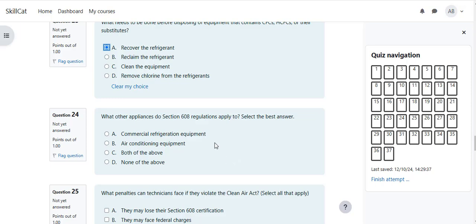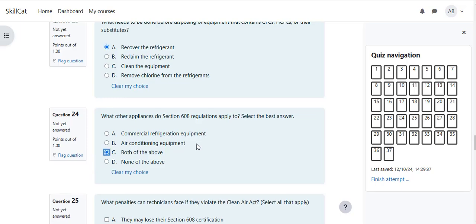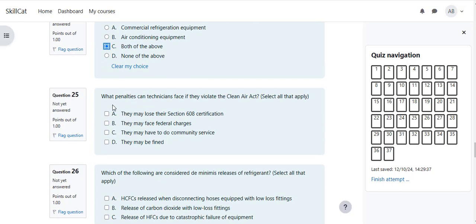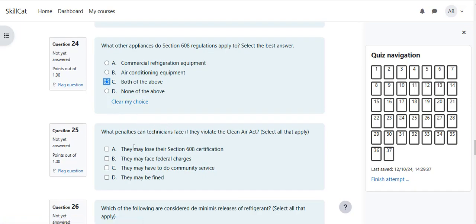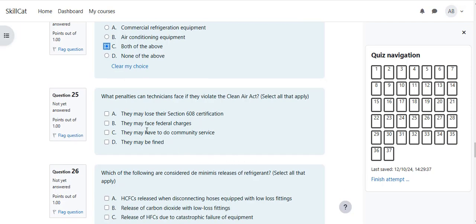Next, question 24. What other appliances does Section 608 regulation apply to? Select all that apply. Commercial refrigeration, air conditioning equipment. Both A and B. Okay. What penalties can technicians face if they violate the Clean Air Act? They may lose their Section 608 certificate. No. They may face federal charges. Yeah. They may have to do community service. They may be fined.